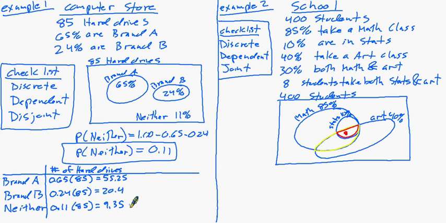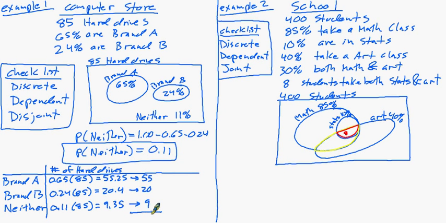But there's a problem, because of course these are discrete variables. Can we have 55.25 hard drives? No, at least I would never buy the 0.25 hard drive. So really, what this should look like is 55, 20, and 9 using just standard rounding convention.